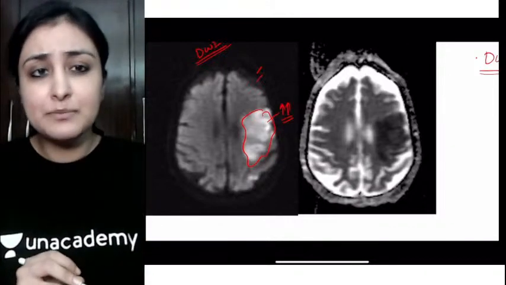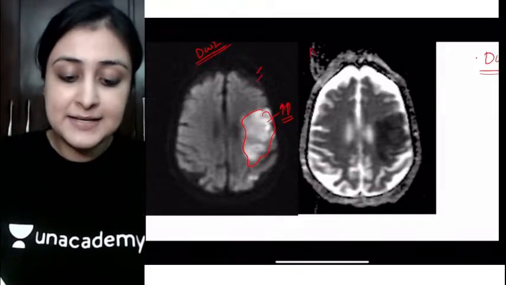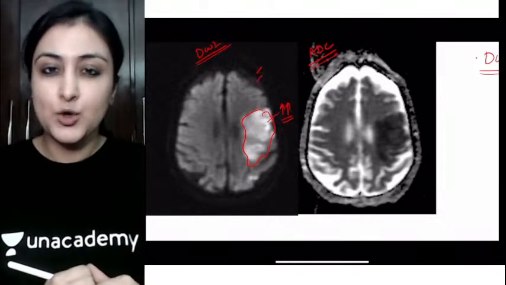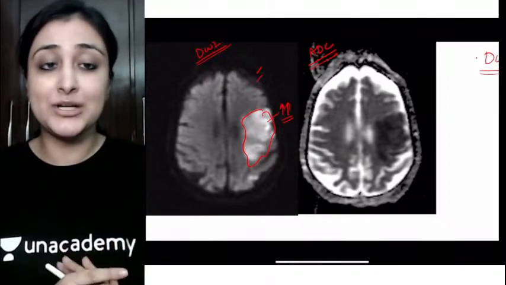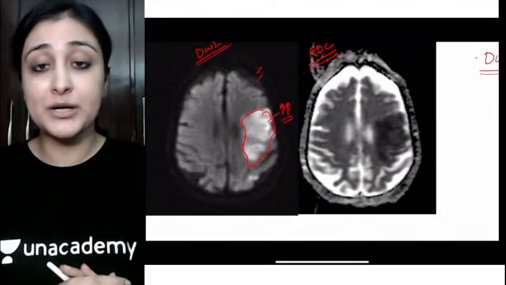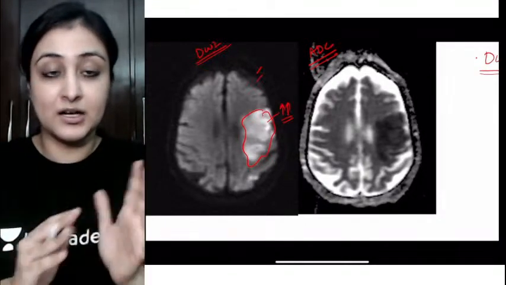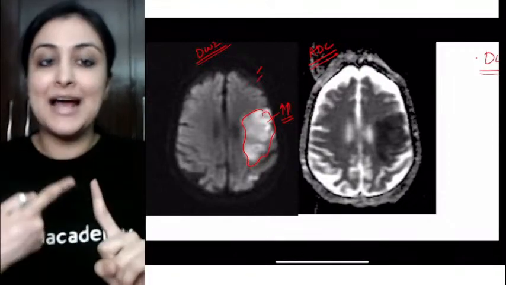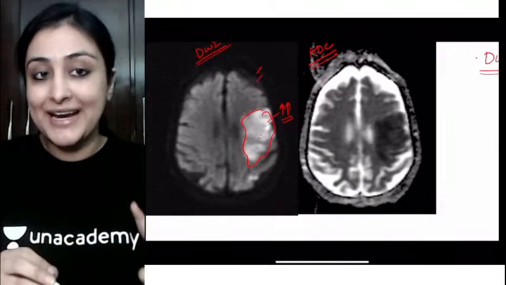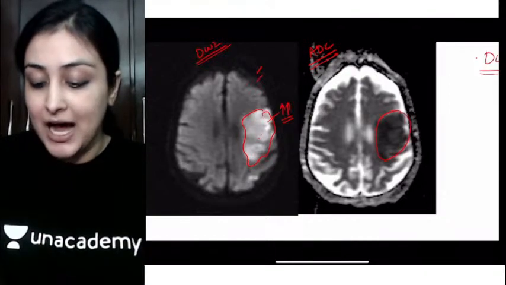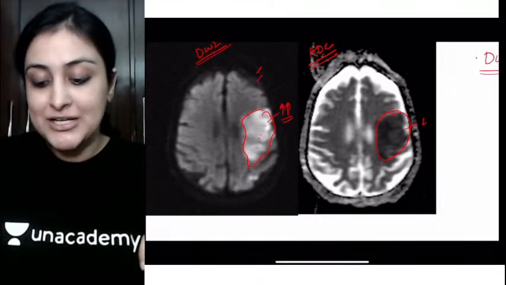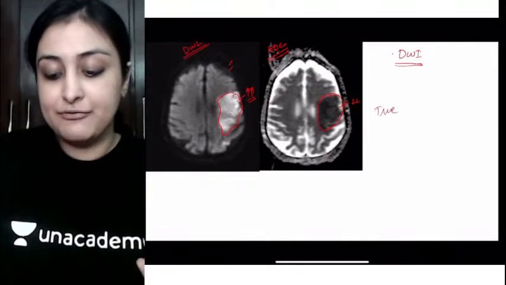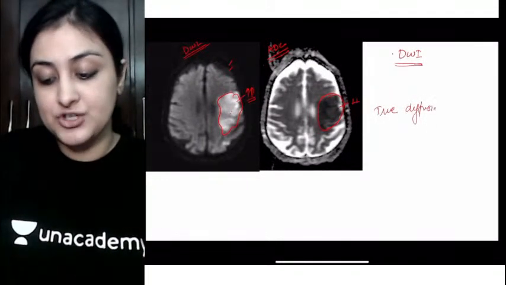The cousin brother of DWI is this ADC, apparent diffusion coefficient. This is something that the machine only gives us, this is your counterpart. So counterpart means it should be the exact opposite. The area which was white on DWI has to be dark on ADC for me to say that this is true diffusion restriction, that this is definitely diffusion restriction.